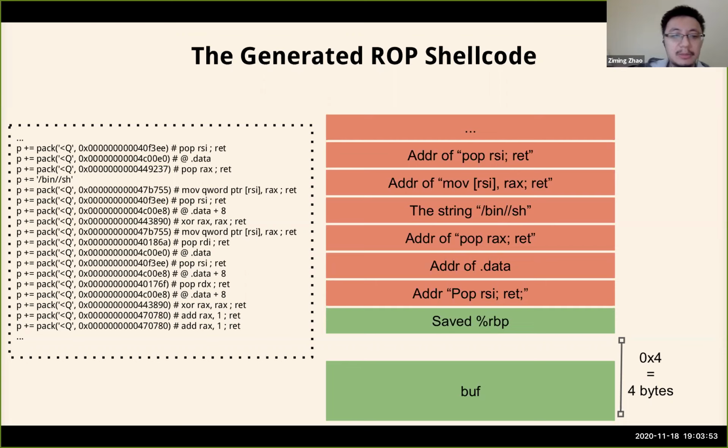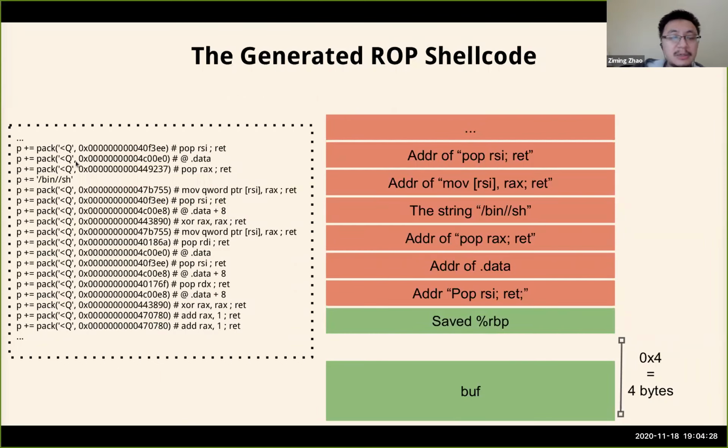We actually talked about the last part, which is add rax 1; ret. There are 59 of those. The purpose of this is to make RAX 59, which is the system call number for executing a new process. We didn't really go over the 20 statements before that, so we will take a look at that.